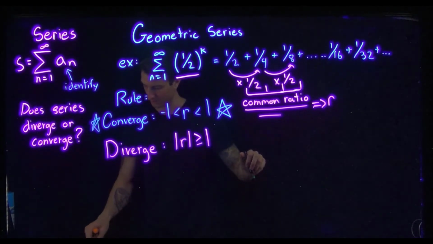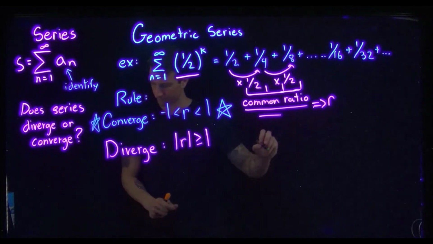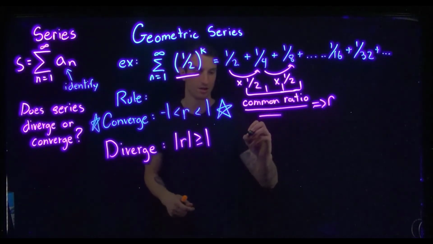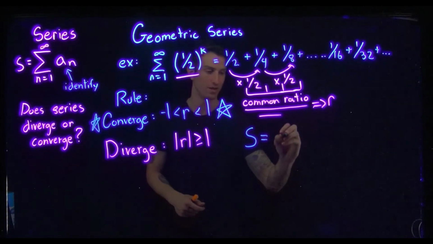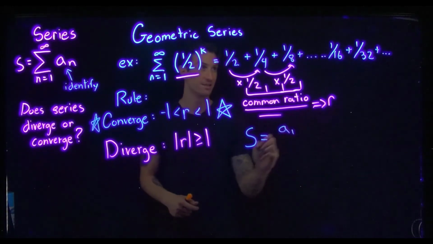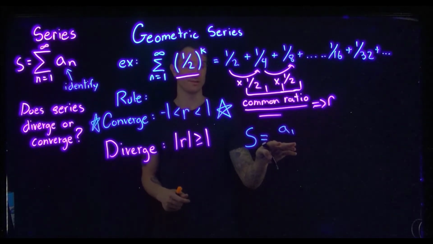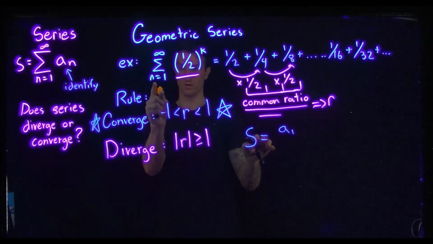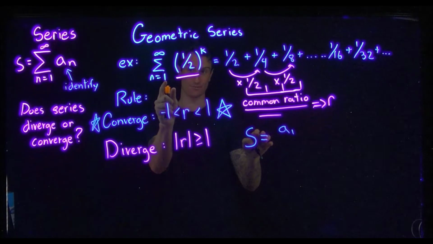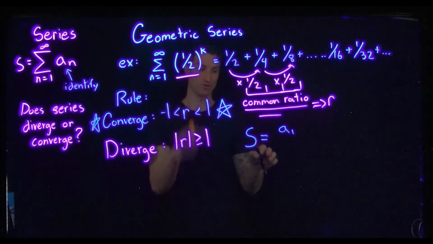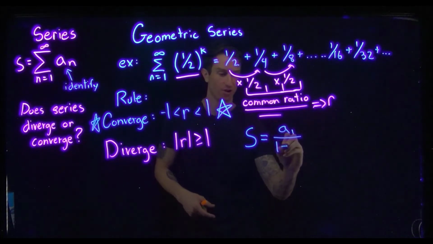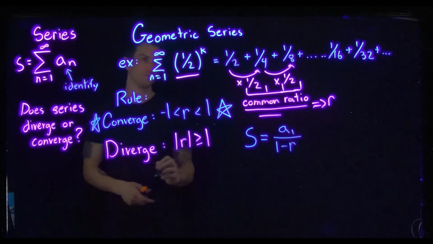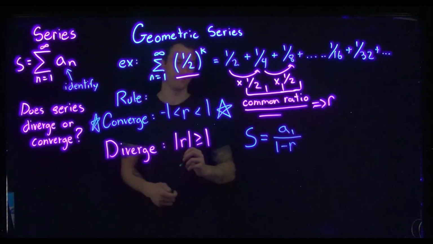Where did I write? Our sum is going to be equal to A1, the very first term in our sequence. We need to be careful, because if I switch this number, I need to double check what my first term is. So A1 over 1 minus r.